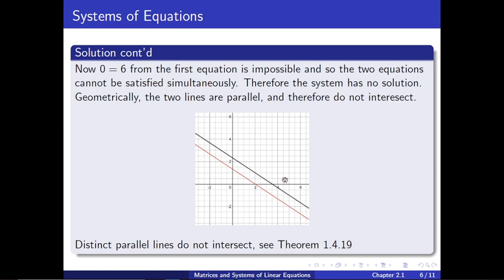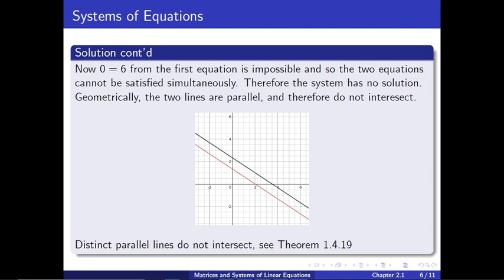This actually agrees with something that we have already established in theorem 1.4.19, which states that distinct parallel lines do not intersect. So this agrees with what we already have.